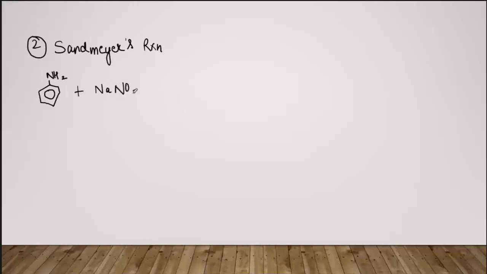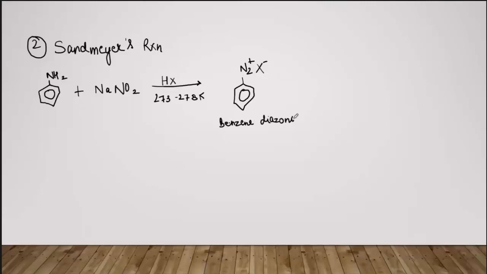NaNO2. This is sodium nitrite. This is the acid, at room temperature. Right? And this compound is known as the benzene diazonium halide, depending upon which halogen. If X is Cl, then we will call it benzene diazonium chloride. Okay. So this is the first step of the Sandmeyer's reaction.